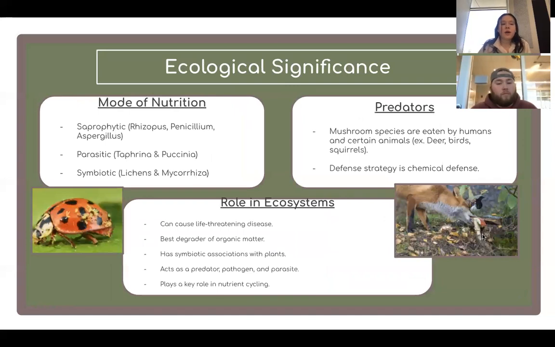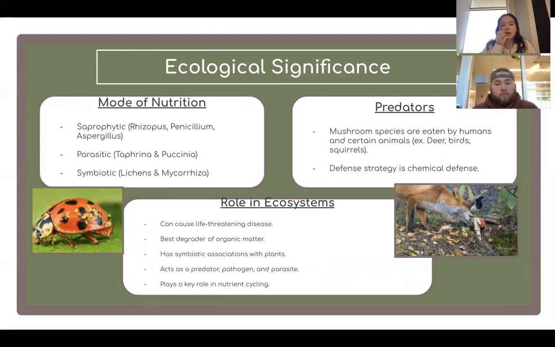So the fungi tend to get their nutrition in 3 different modes. Saprophytic fungi, such as Rhizopus, Penicillium, and Aspergillus, get their nutrition by feeding off of decayed organisms. Parasitic species like Taphrina and Buccina tend to get their energy by feeding off of living organisms, but harming and killing them in the process. Symbiotic species like lichens and mycorrhiza get their nutrients through symbiotic relationships, which are mutually beneficial for both species.